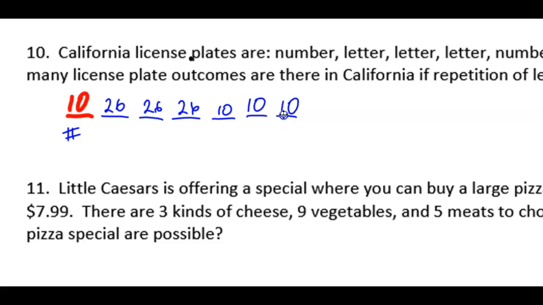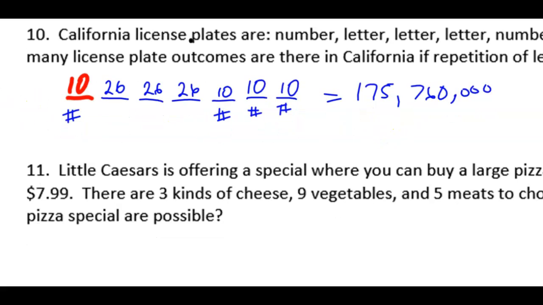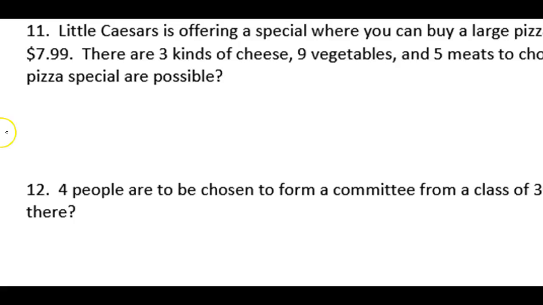Number, 10 options. Now, the reason I did this is because, notice that none of the numbers reduced or lowered, because I can repeat any digit. I can repeat any number. I can repeat any letter, as long as it meets this condition. So when I multiply that out, that's a whopper. 175,760,000 combinations.